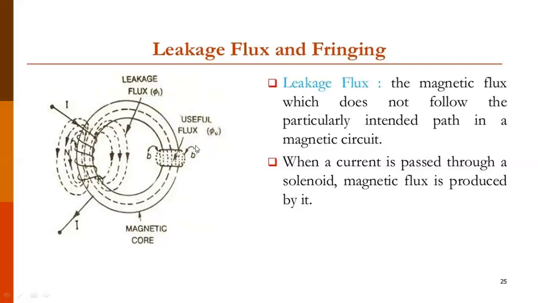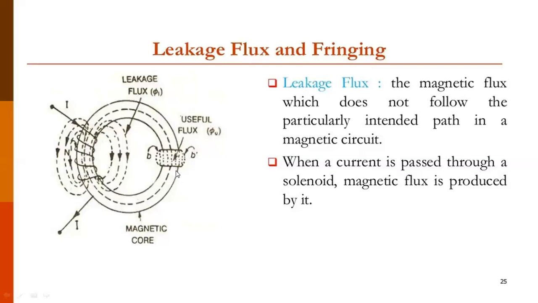Now it is expected that whatever flux is produced by the magnetizing coil should complete its path through the iron core and this air gap. So all the flux will be available in the air gap. But in actual practice, it does not happen. The entire flux produced is not completely utilized in the air gap. This is because, as we have already seen, there is no perfect insulator for the flux.